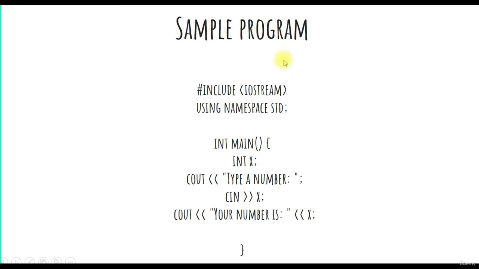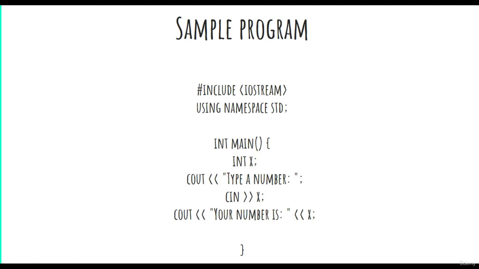Here I have a sample program. The standard procedure is the same: #include <iostream> header file, using namespace std, and here the main function starts. I have declared a variable, int x. The data type of this variable is integer and the name of this variable is x. Now I'm printing one cout statement, "type a number". This text will be visible on the screen to the user.